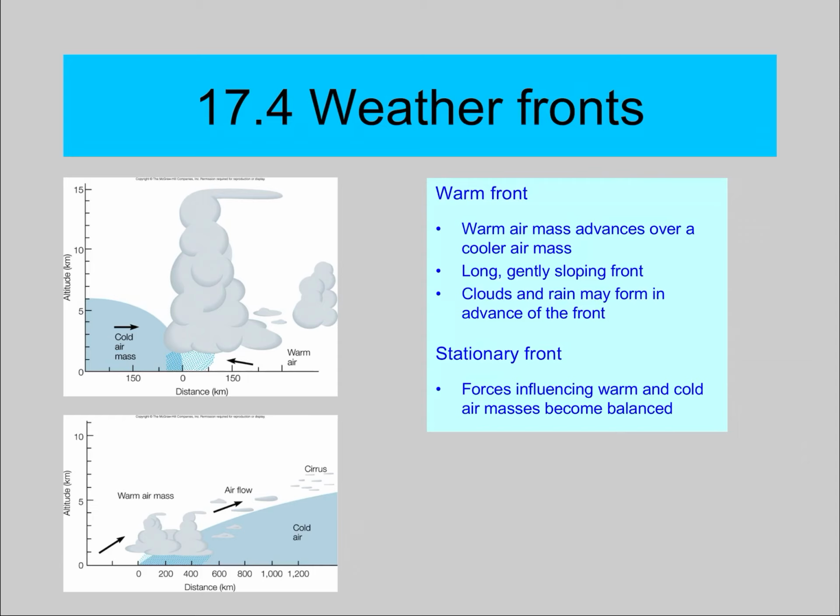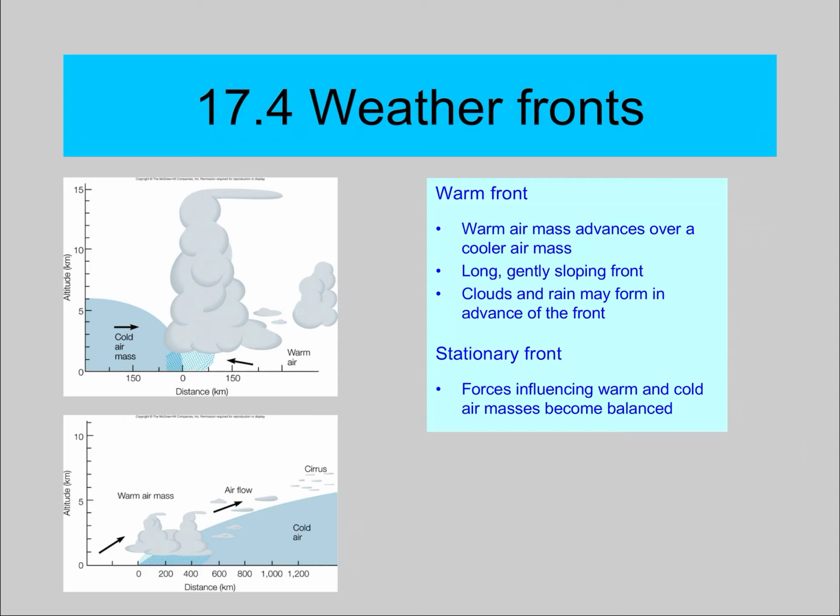A warm front, on the other hand, is where you're going to have warm air moving in and it's going to advance over a cool air mass. So it's basically just going to plow over the cooler air mass. It's going to have a long, gently sloping front. So sometimes we'll see clouds and rains for days before the front comes in. Tends to be more like flooding type rain, not so much severe storms, but sometimes there can still be storms depending on the instability of the environment.